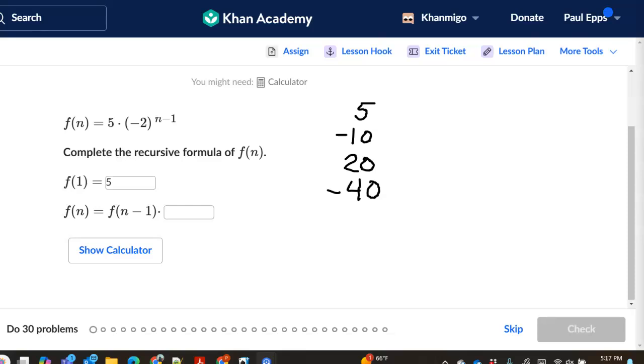All right, so to get to f of n, it's f of n minus 1 times -2. Got to erase the drawings here, but that looks like the way it's going to go.